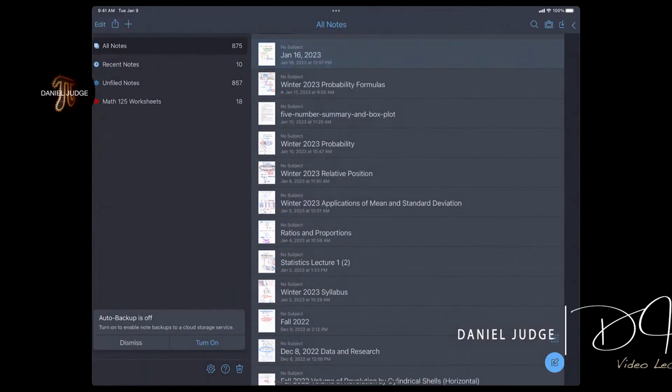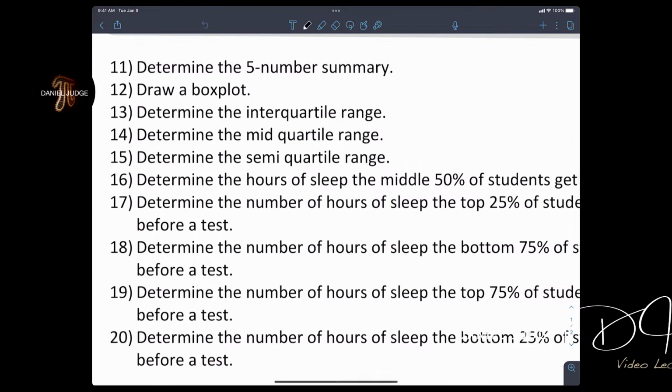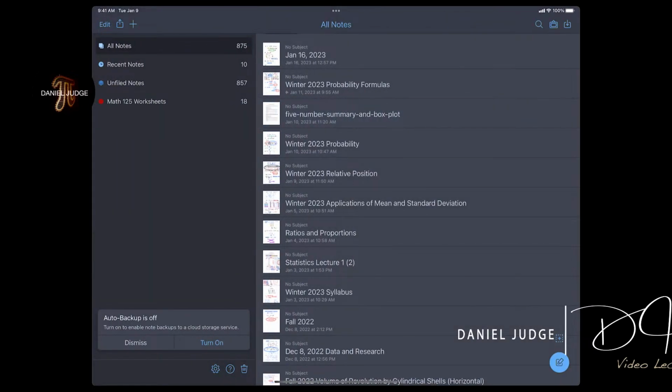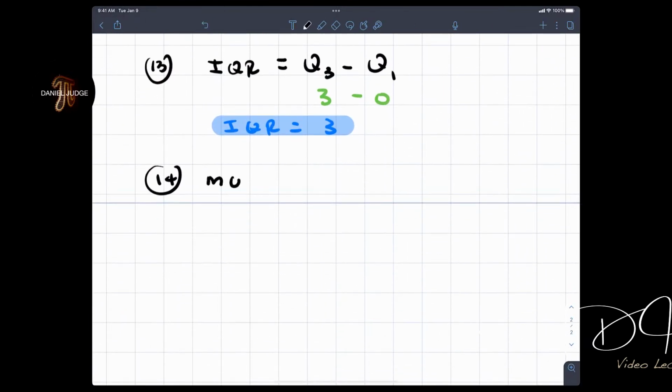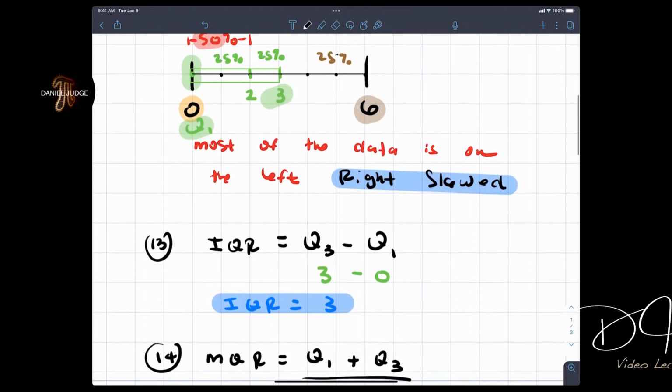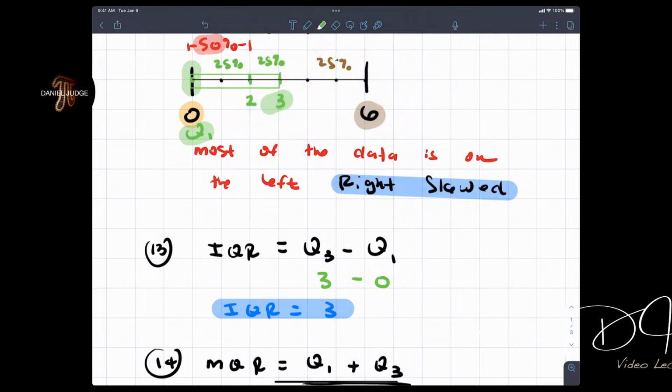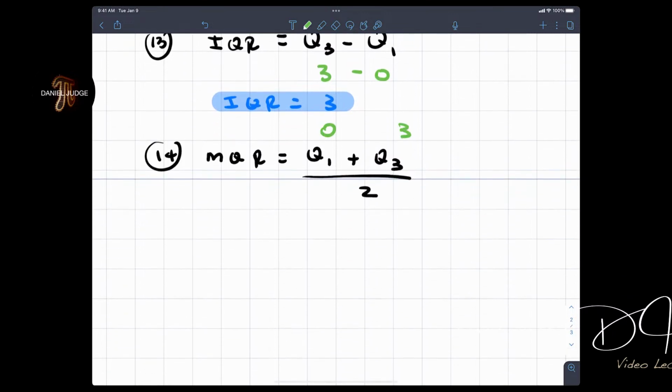Let's see what 14 would be. The mid-quartile range. So remember the definition of mid-quartile range: Q1 plus Q3 divided by 2. So let me do some more coloring here. So it'll be 0 plus 3 divided by 2. Now, I don't need my calculator for this. This will be 0 plus 3, which is 3. So the mid-quartile range will be 1.5.